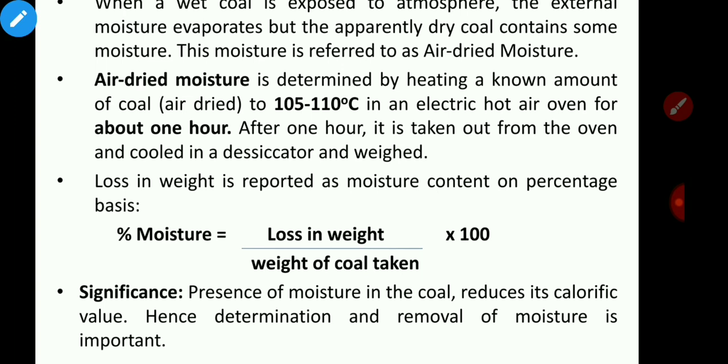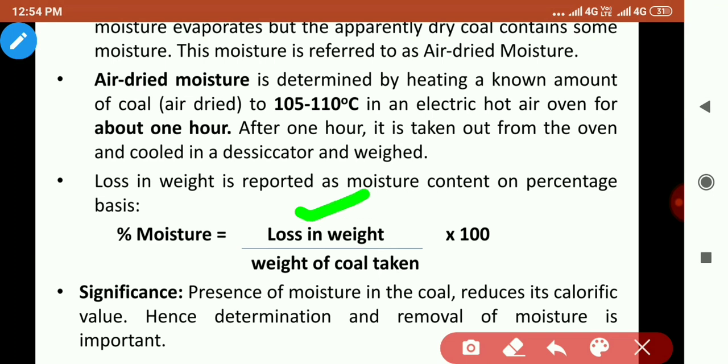वेट था W1 और बाद में वेट हो गया W2, तो वेट लॉस हो रहा है, तो हम लोग W1 माइनस W2 करेंगे, and then that would be considered as loss in weight. ये लॉस इन वेट पहले आप निकालेंगे और फिर वेट ऑफ कोल सैम्पल जो आपने इनिशियली लिया हुआ है उससे डिवाइड करेंगे और 100 से मल्टीप्लाई करेंगे। So in that way you will get percentage of moisture.